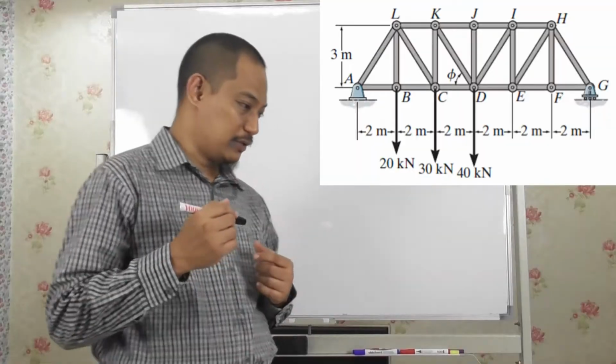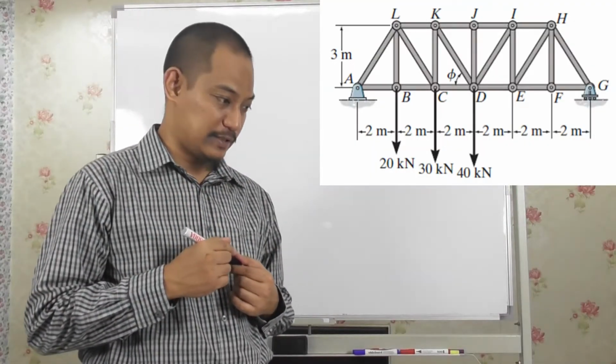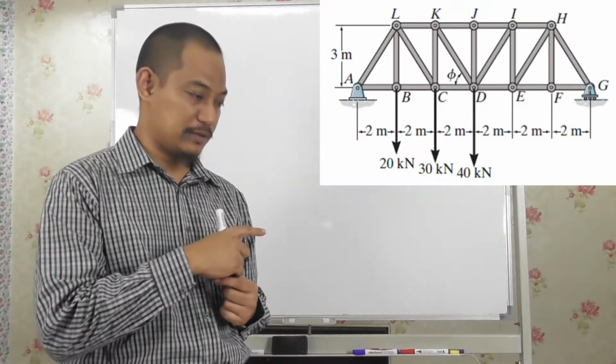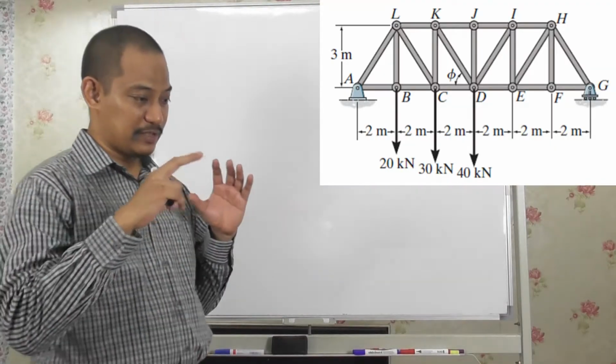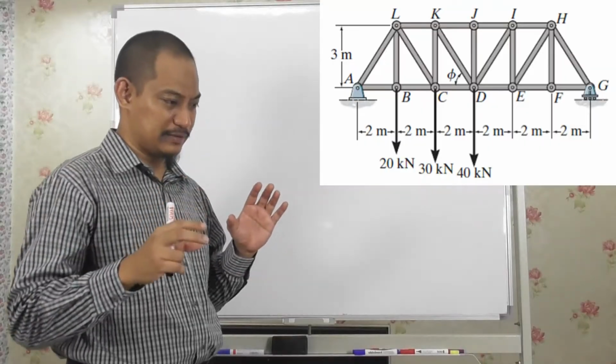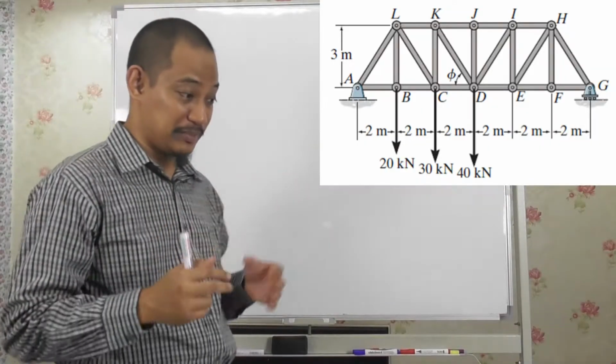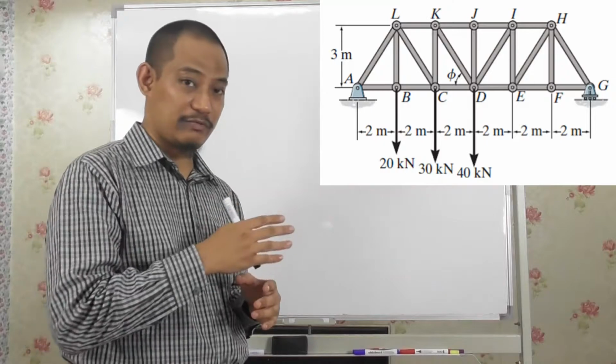Alright, okay, now we go to the first example for this class. So the diagram, I'll put it there. Of course, you can refer to your slide. So we have the truss there. It seems like a normal bridge type shape. There are a lot of members there.